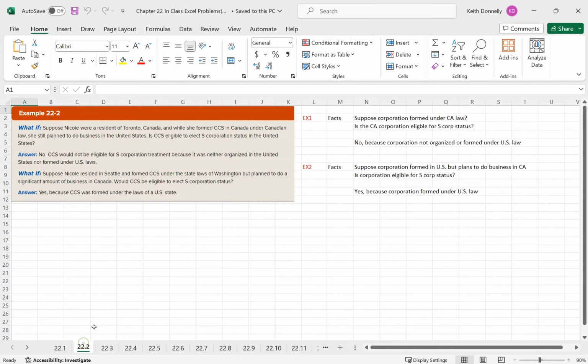All right, let's look at 22.2. This just says, hey, it has to be a domestic corporation, right? If you organize the underlying corporation under Canadian law, no, you can't have a Canadian corporation get U.S. S Corp status. But if you registered in the U.S., right, it was a domestic corporation, then you would be eligible, assuming you meet all other requirements.